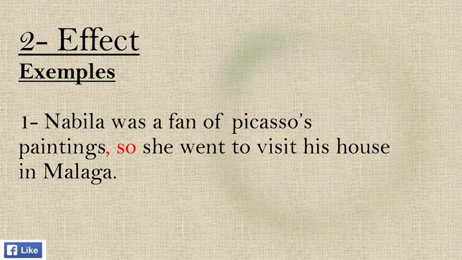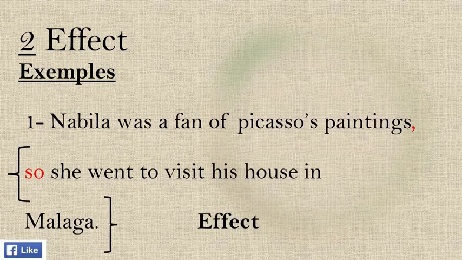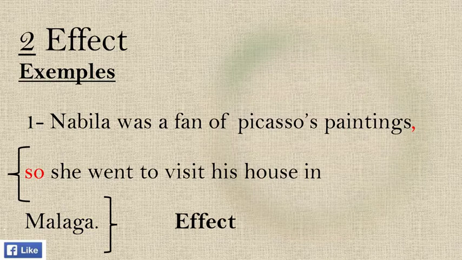Nabila was a fan of Picasso's paintings, so she went to visit his house in Malaga. هنا عندي the connector so which is in the middle. From so she went to visit his house in Malaga. This is the effect sentence. هذه هي الجملة اللي تعبر لي على النتيجة or effect.